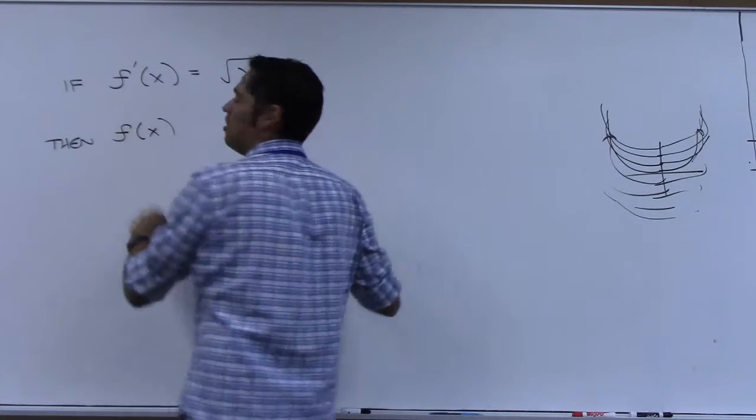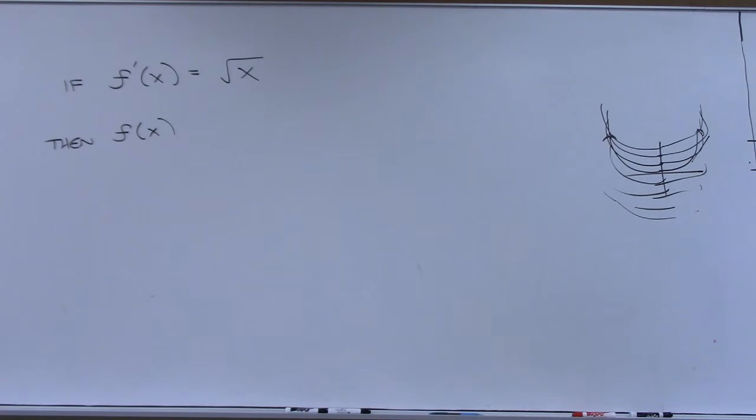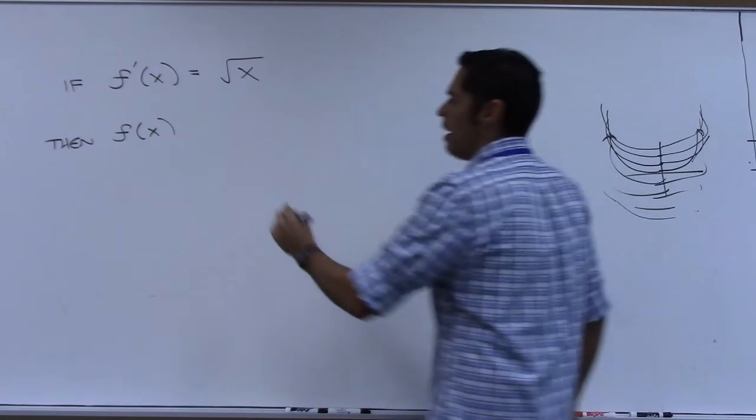Now everybody knows the derivative of the square root of x is 1 over 2 root x. But what's the antiderivative? What is the backwards, going from that back to its original function? So how are you getting that?